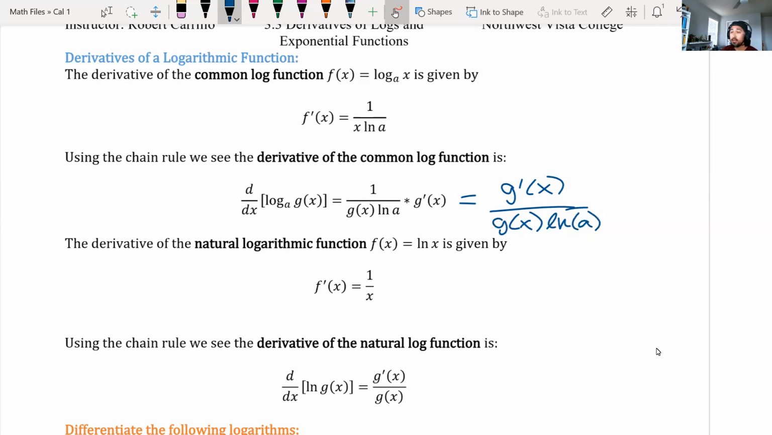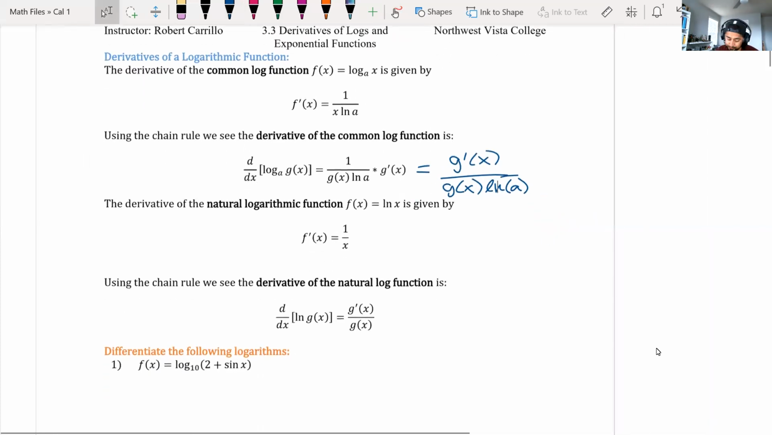And then the derivative of the natural log is just 1 over x. That one's nicer. So the derivative of the natural log is 1 over x, and the chain rule derivative of the natural log of g of x is going to be the derivative of the inside over the inside. So g prime of x over g of x. Those are the derivative formulas for common logs and natural logs. So let's go ahead and try them out below.